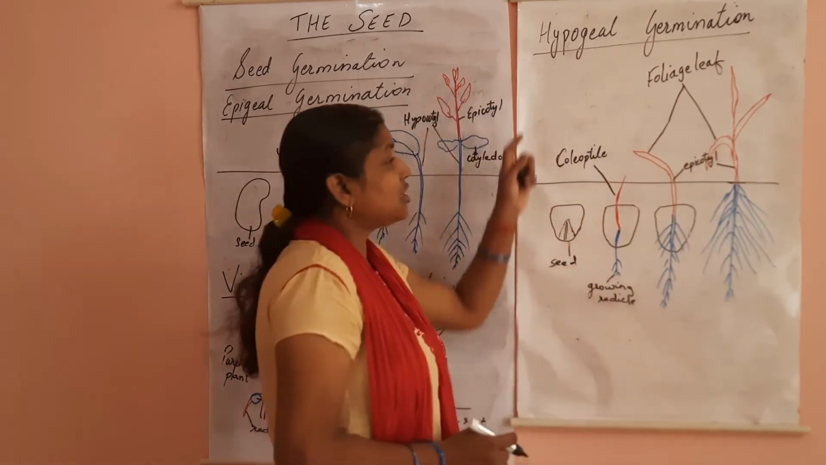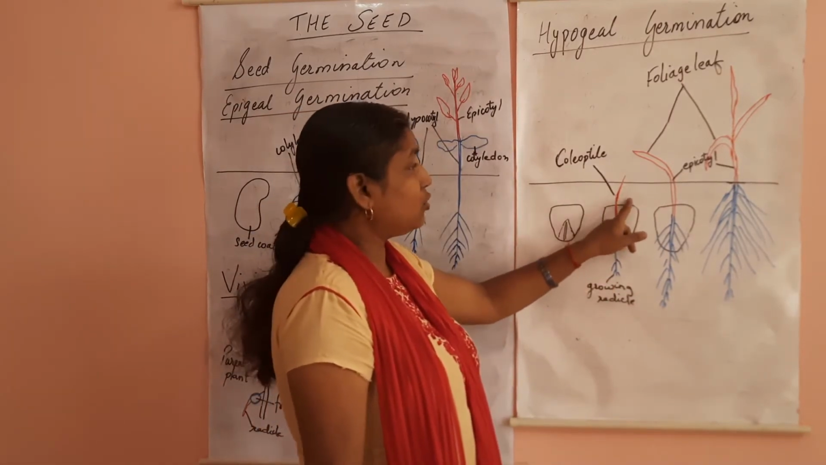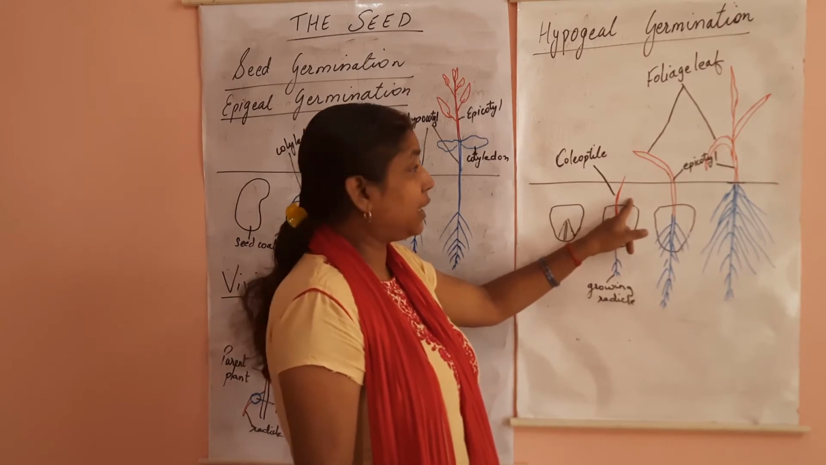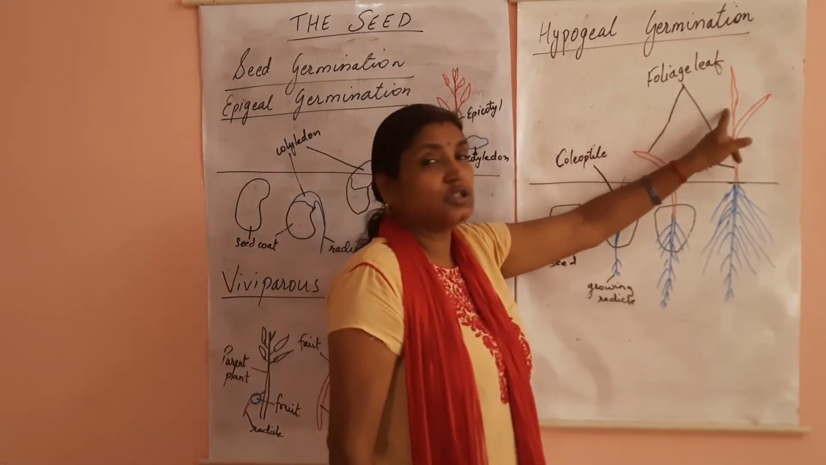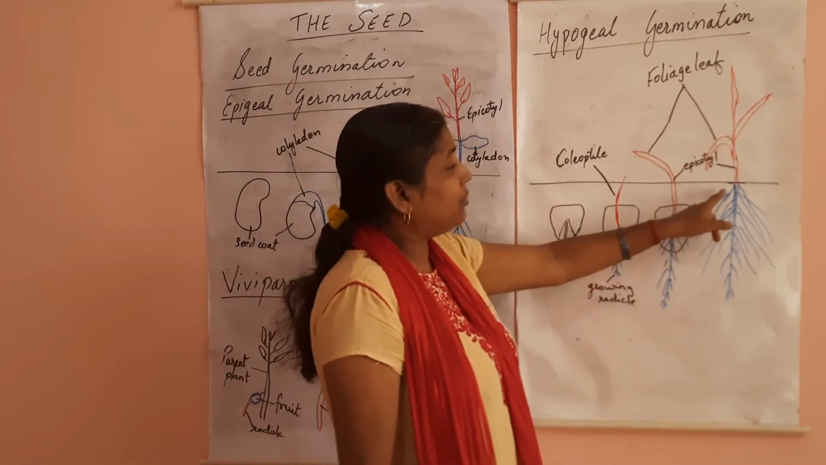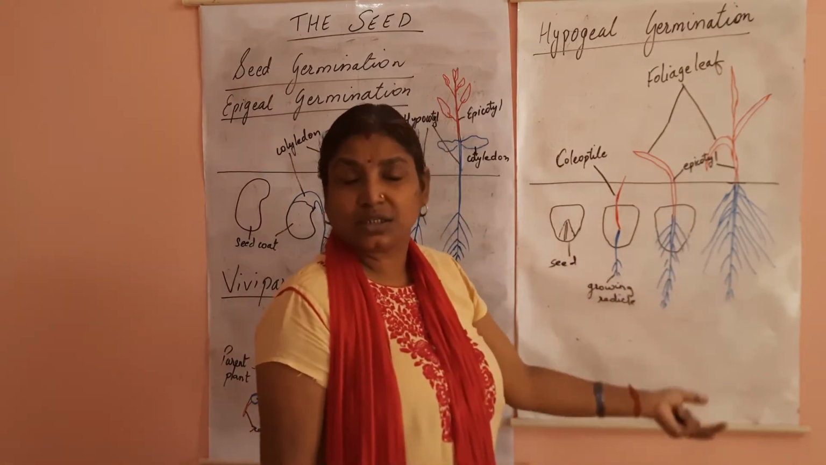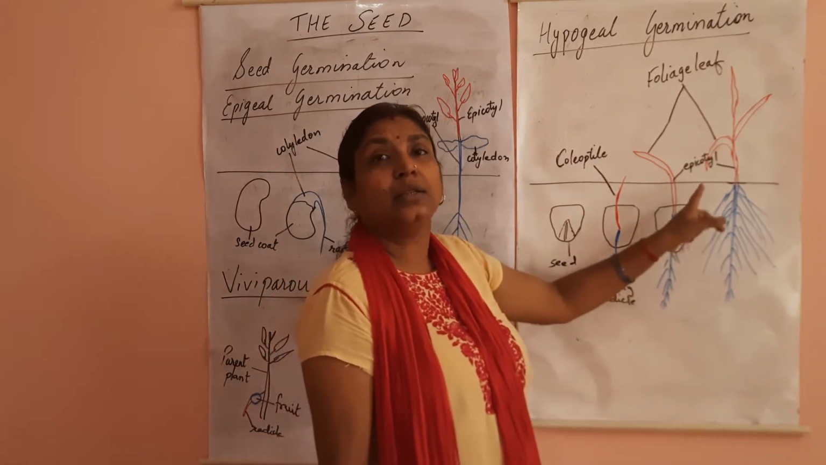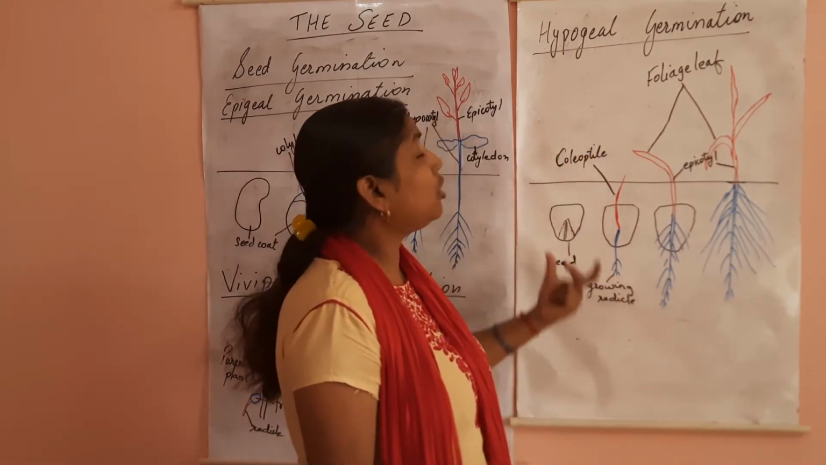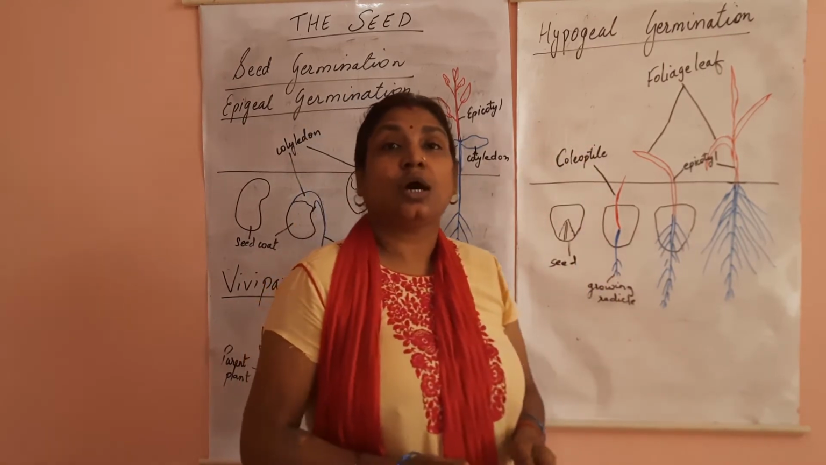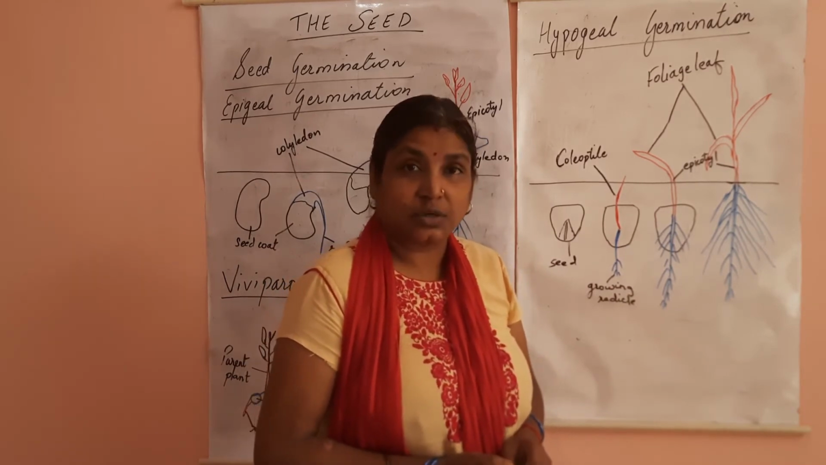So in hypogeal germination, the seed remains under the soil, the epicotyle grows faster than the hypocotyle, and then a new shoot is formed. Whereas the primary root which is formed from the radicle will perish in a short period of time and the plant will develop adventitious roots. So this is all about your types of germination. Now let's study about the factors responsible for seed germination.